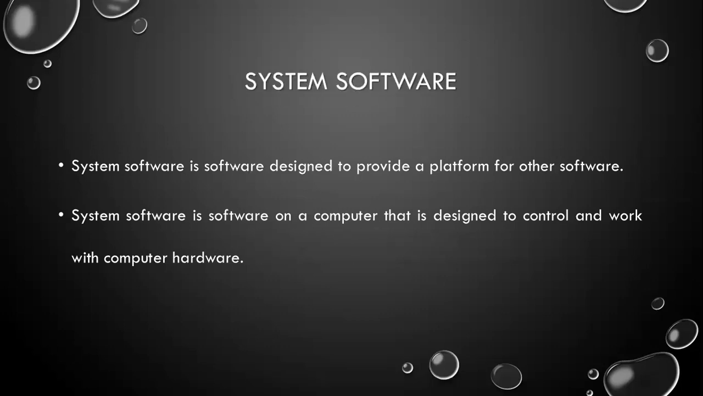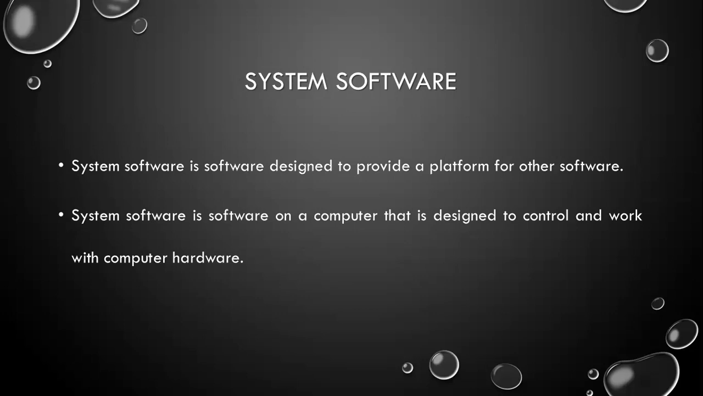Now, what is system software? System software is software designed to provide a platform for other software. So we can see that system software provides a platform for other software. System software acts as a connection between the user applications and the hardware.